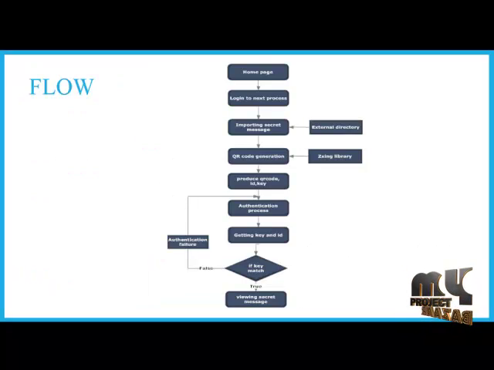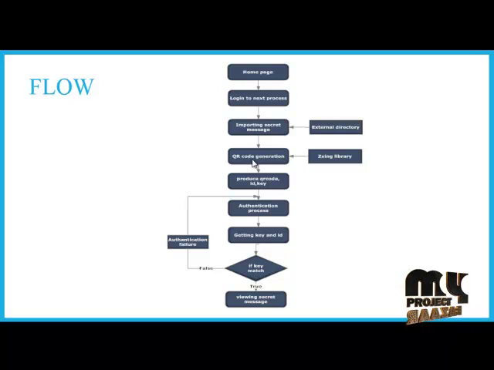Let us see the flow of our project. In our project, we first implement the home page. The home page contains login and registration phases. In the login phase, we log in to go to the next process. In the next process, it shows importing the secret message, which we get from an external directory. When we click on importing the secret message, it displays the secret message which we already stored in that external directory. Now there are two buttons, one for QR code generation and one for a QR code reader.